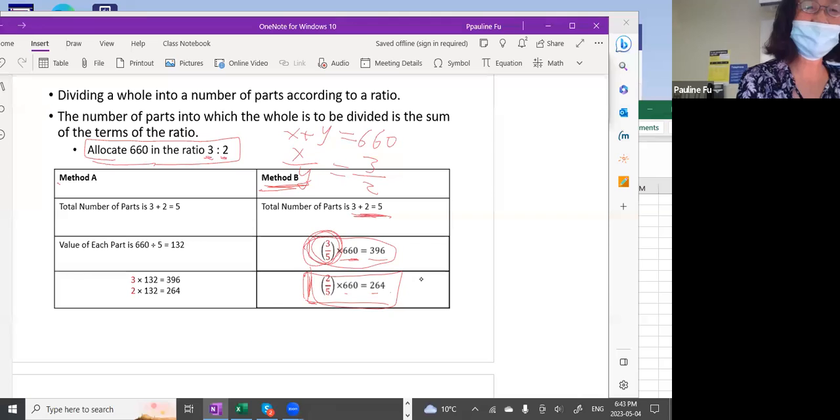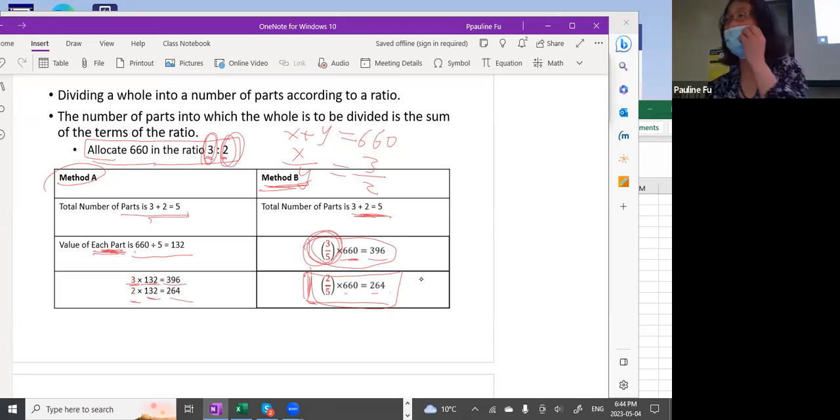There's another method, method A. First, find the total number of parts, which is 5. You have 5 parts. What is each part? You use 660 divided by 5, you get 132, right? And then the first number has 3 parts, the second number has 2 parts. So 3 times 1 part, you get this. 2 times 1 part, you get this number. Is that clear? So this is method A.